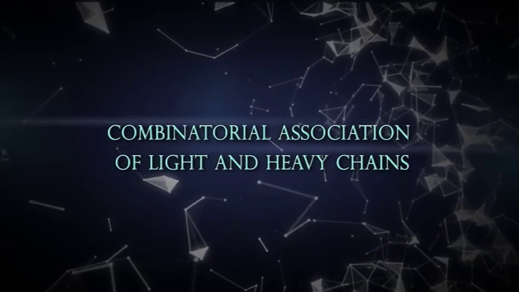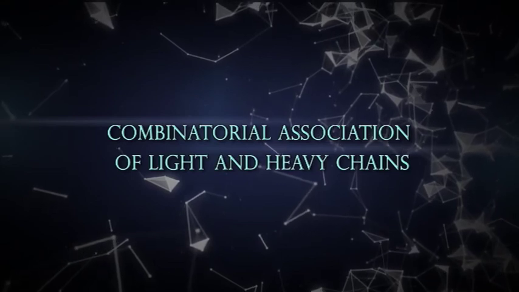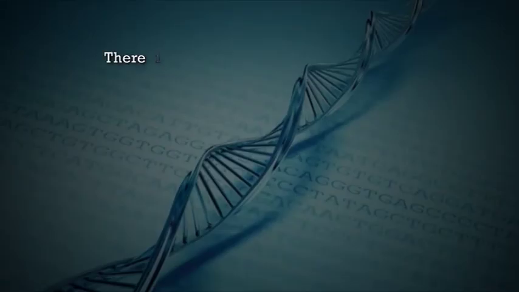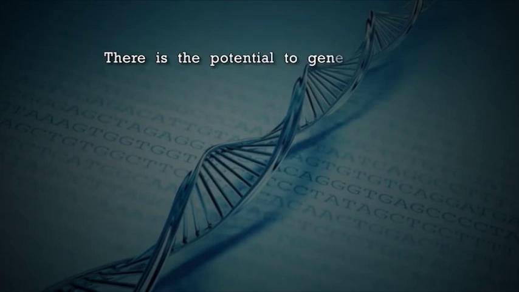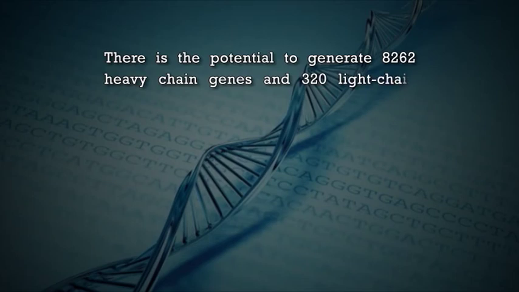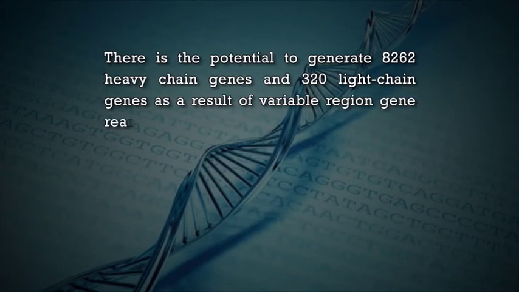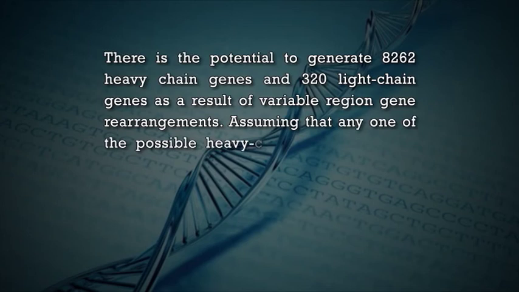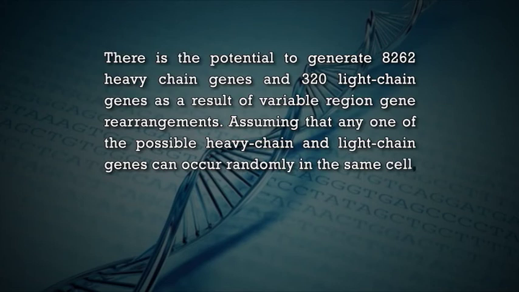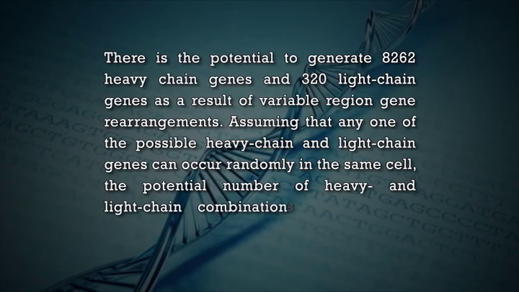Combinatorial association of light and heavy chains. In humans, there is the potential to generate 8,262 heavy chain genes and 320 light chain genes as a result of variable region gene rearrangements. Assuming that any one of the possible heavy chain and light chain genes can occur randomly in the same cell, the potential number of heavy and light chain combinations is about 2.6 million.